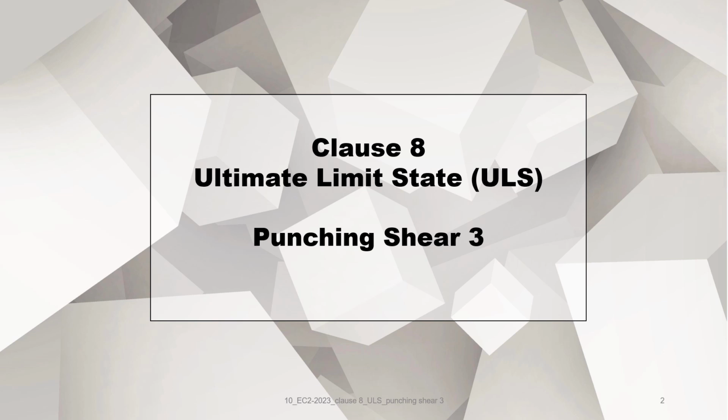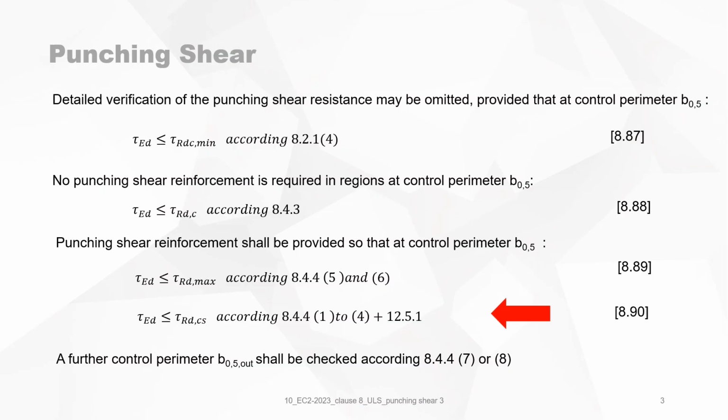This video is about Clause 8, Ultimate Limit State, and it's the third video in punching shear. We will deal now with the situation where tau RDC is smaller than tau ED, meaning that there is a need for punching shear reinforcement, and we will now give you the formulas for calculating the punching shear reinforcement.